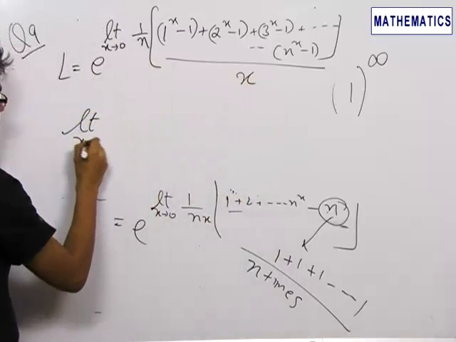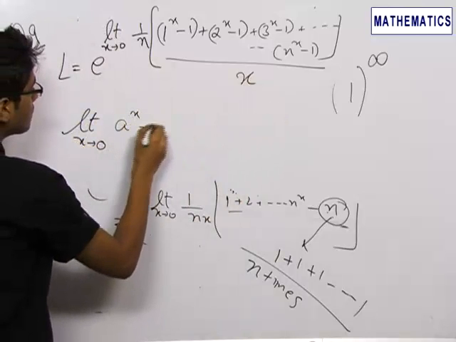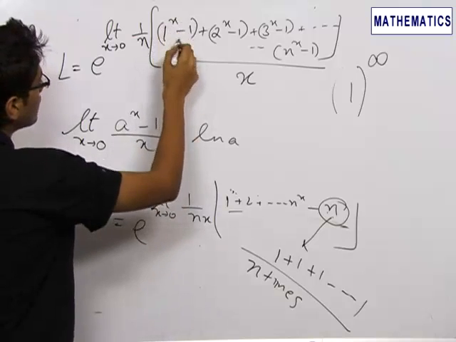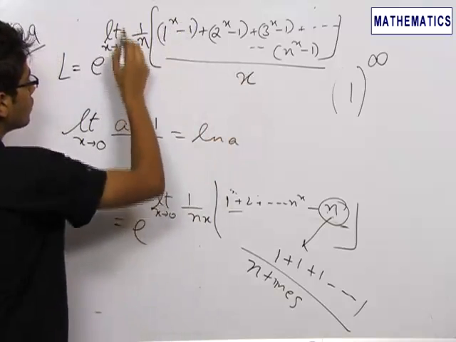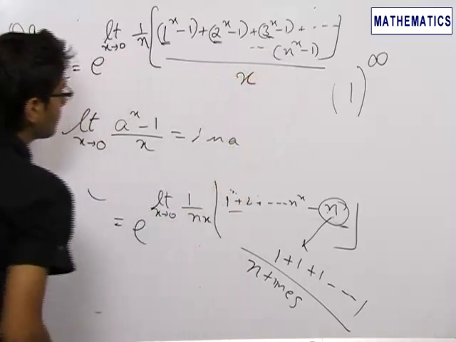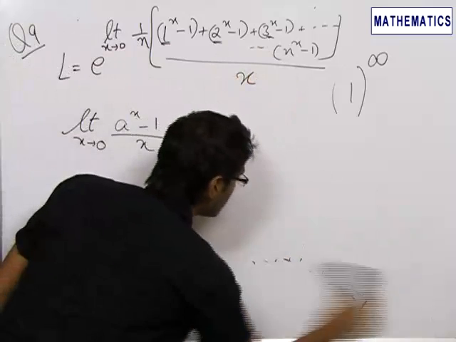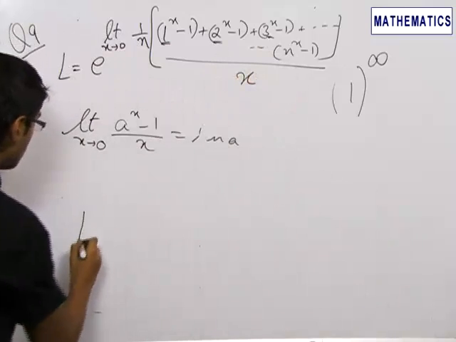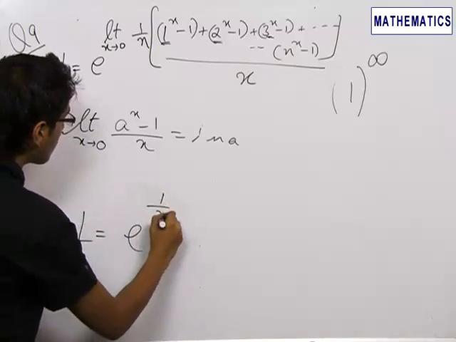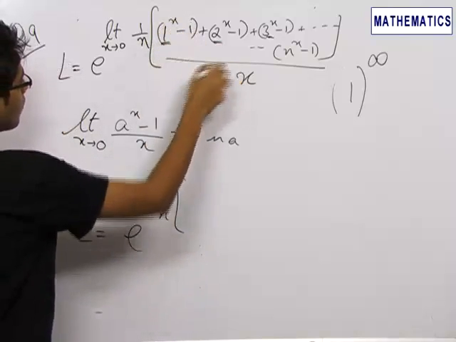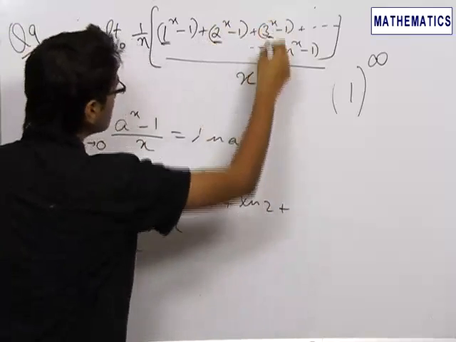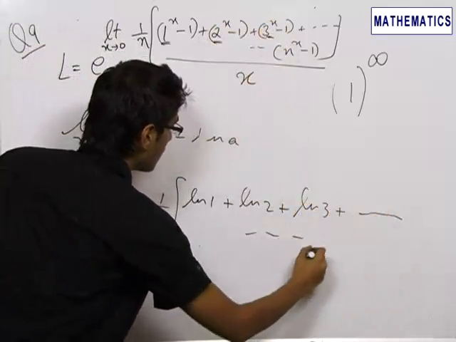Now we know that limit of x tending to 0 of a power x minus 1 upon x is ln a, and we can very clearly see terms like a power x minus 1 upon x, limit x tending to 0, getting generated here. In this case, this is a, this is a, this is a. So now we can straight away apply the formula. This will become L is equal to e power, the limit will be removed, 1 upon n. 1 power x minus 1 upon x becomes ln 1. 2 power x minus 1 upon x becomes ln 2. 3 power x minus 1 upon x becomes ln 3 in a similar manner, and this becomes ln of n.